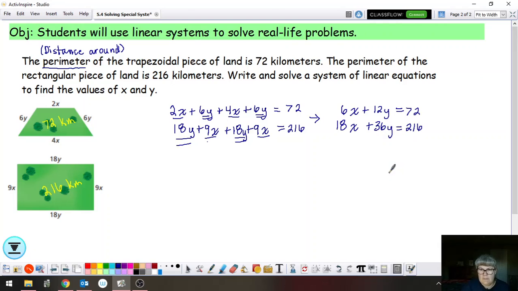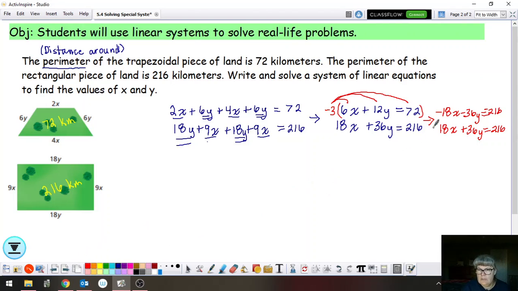So now we have a system and everything is lined up, so I'm going to go ahead and use elimination. I know that 6 goes into 18 3 times, and to make it the opposite I'm going to multiply everything in that first equation by negative 3. So now my system will be negative 18x minus 36y equals negative 216. The second equation is still 18x plus 36y equals positive 216.